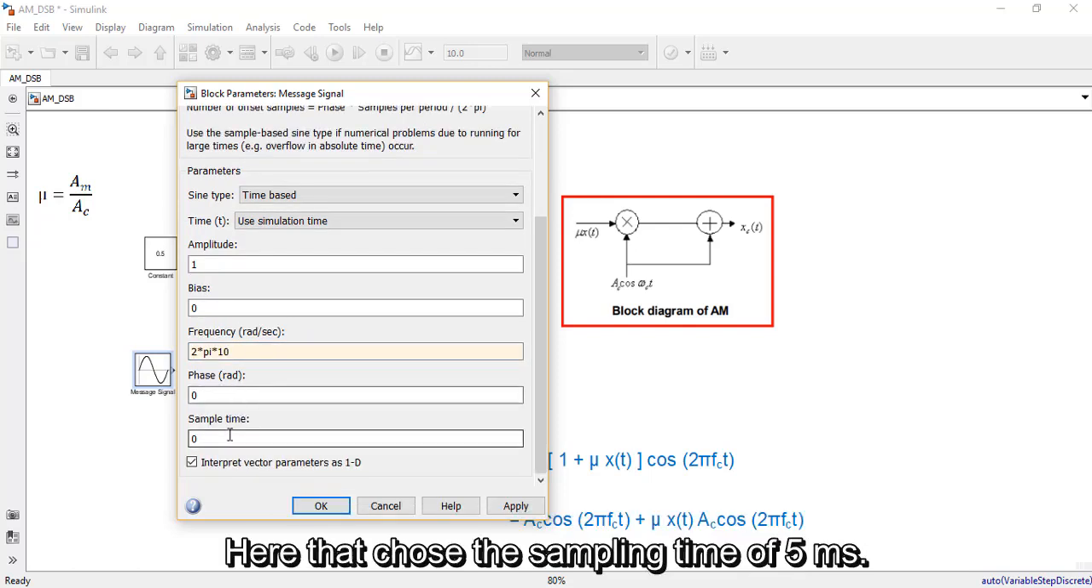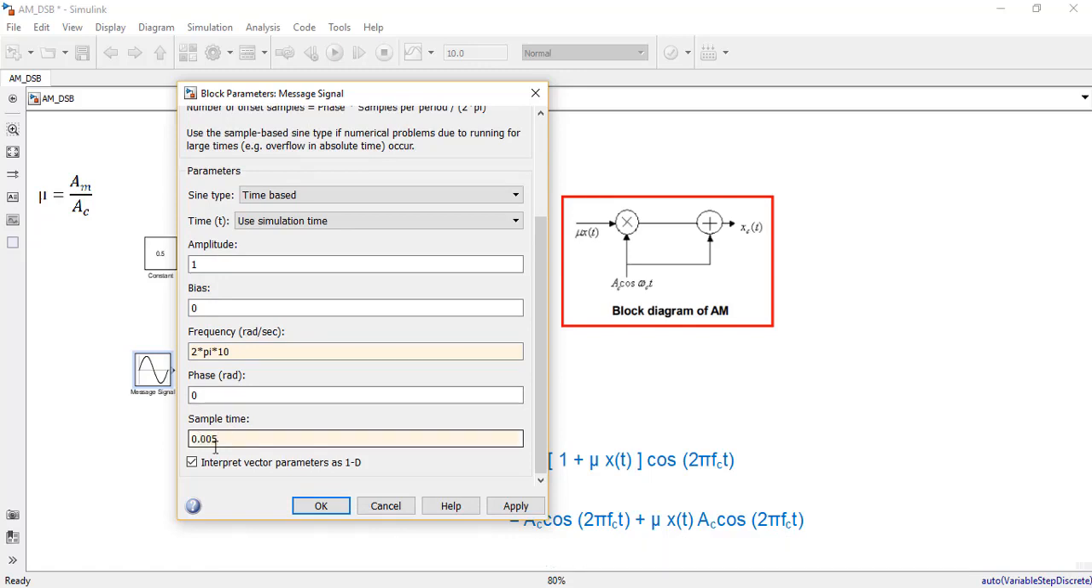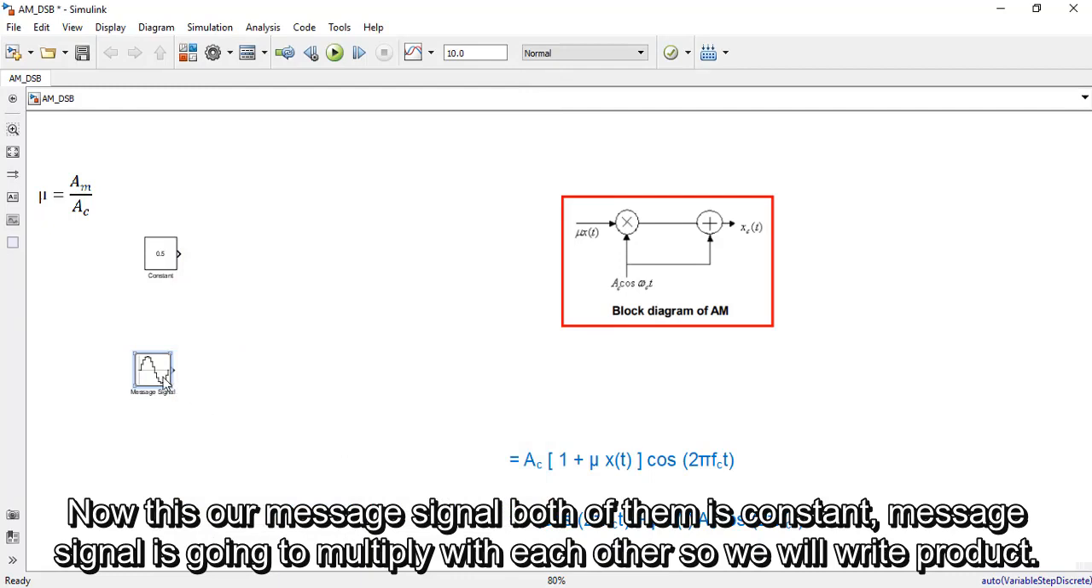Here let's choose a sampling time of 5 millisecond. Now let's make it even bigger, smaller. Now this is our message signal. Both of them, the constant and the message signal, are going to be multiplied with each other, so we will write product.